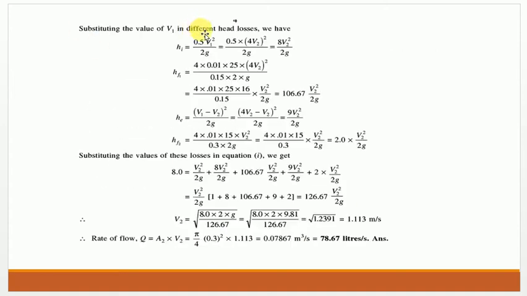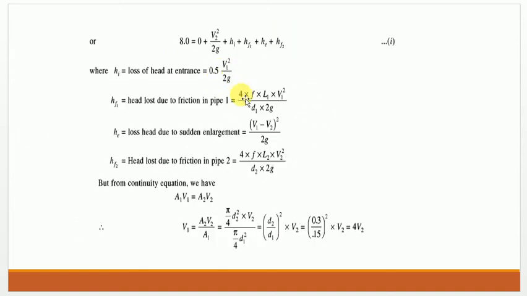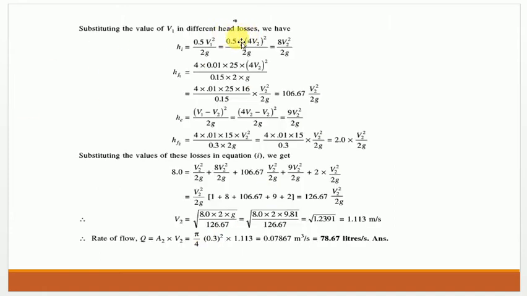So substituting the value of V1 in the different head losses, we have these formulas, right? Instead of V1, we're going to substitute for V2 in all the head losses, so we'll be able to simplify it. Everything will be in terms of V2. So in 0.5 V1 squared, instead of V1 we substitute 4 V2 squared. 16 into 0.5 is 8 V2 squared by 2G.